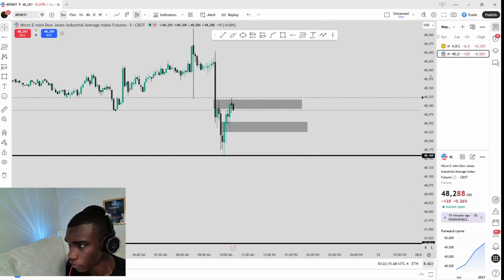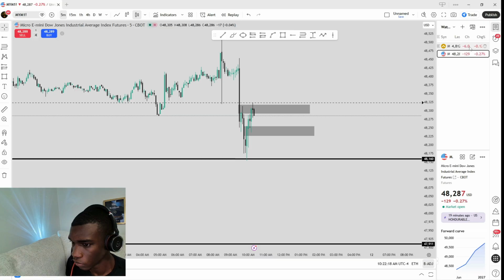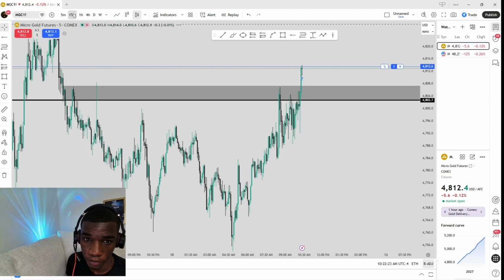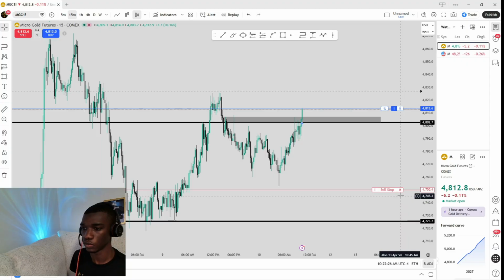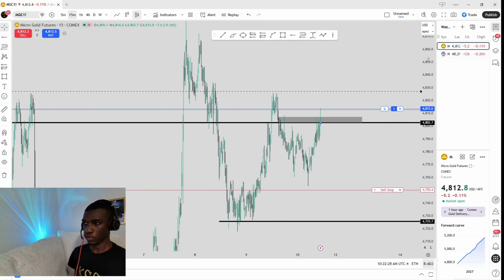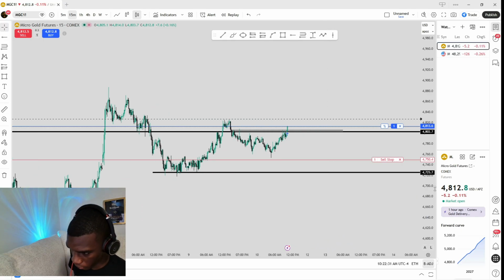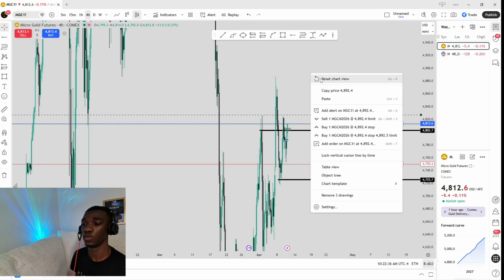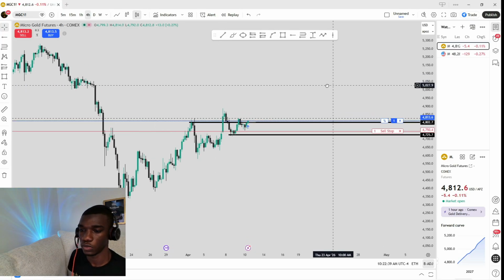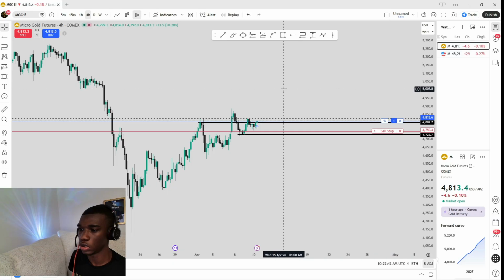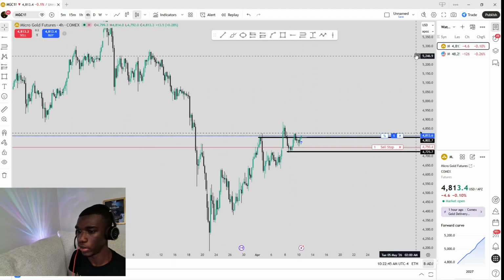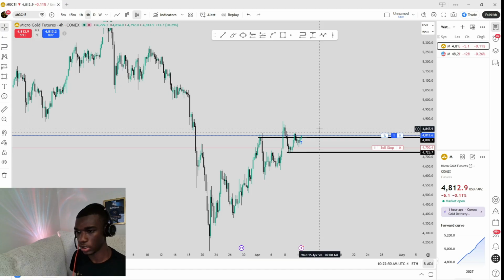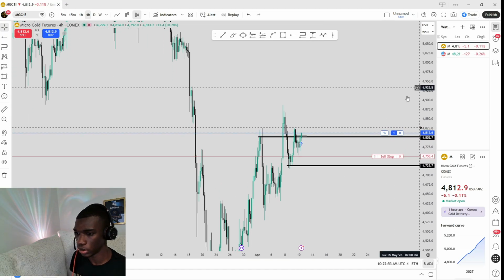So let's see. This is my current tool focus. So yeah. Let's see what happens here. Price breaks above this line. You guys already know I'm going to enter for an X buy above this line.